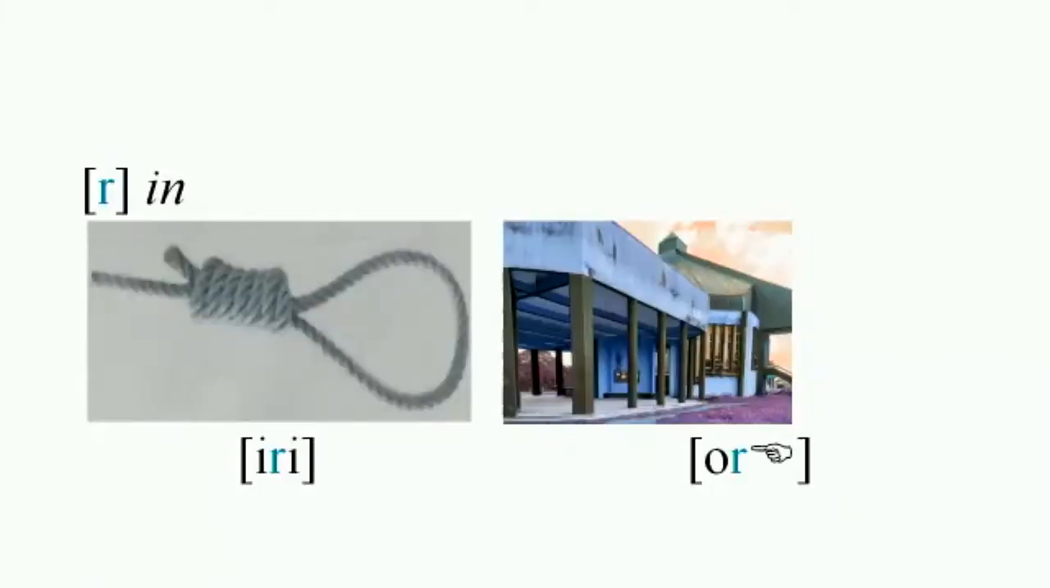The consonant RI is in Oporu, Urupa, Eru, Ehan. The consonant RI in Iri, Ore. So there are three different R sounds. The RI, the RI, and the RI.